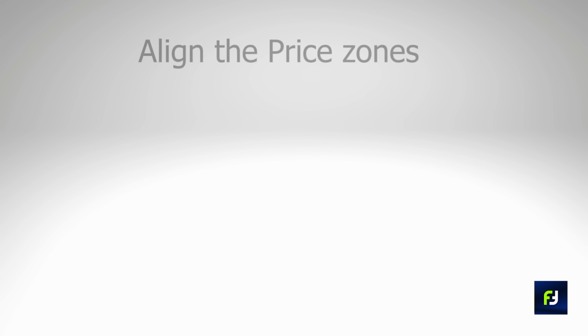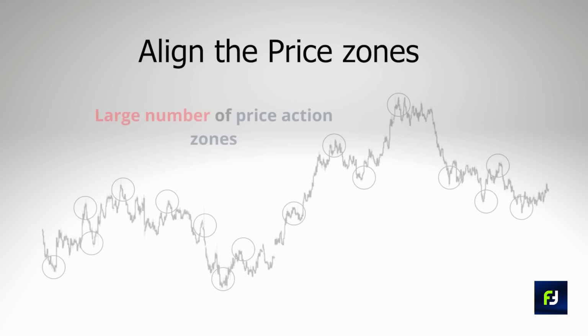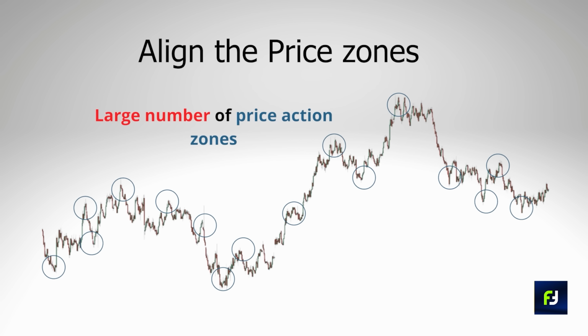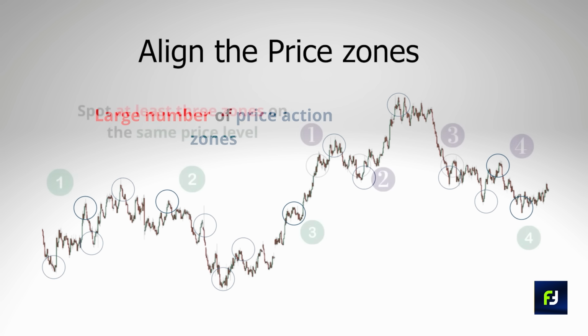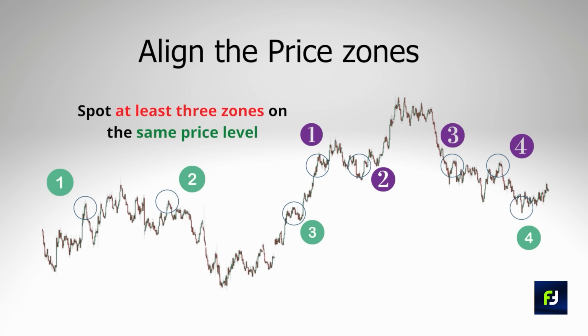Now moving on to step number 3, aligning the price action zones. When you look at a 12 to 18 month chart, it is very common to spot many price action zones by the method that we have just discussed. But we don't have to track down all these price levels. The trick is to identify at least 3 price action zones at the same price level.